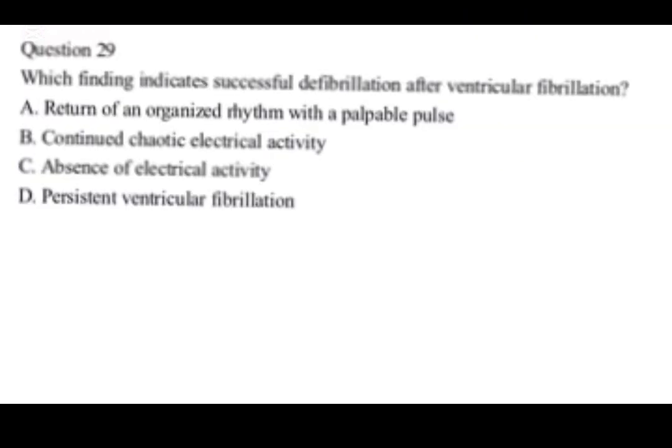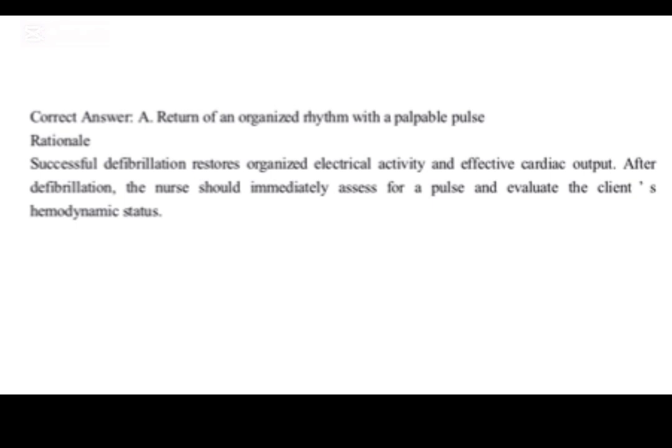Question 29. Which finding indicates successful defibrillation after ventricular fibrillation? A. Return of an organized rhythm with a palpable pulse. B. Continued chaotic electrical activity. C. Absence of electrical activity. D. Persistent ventricular fibrillation. Correct answer, A. Return of an organized rhythm with a palpable pulse. Rationale. Successful defibrillation restores organized electrical activity and effective cardiac output. After defibrillation, the nurse should immediately assess for a pulse and evaluate the client's hemodynamic status.